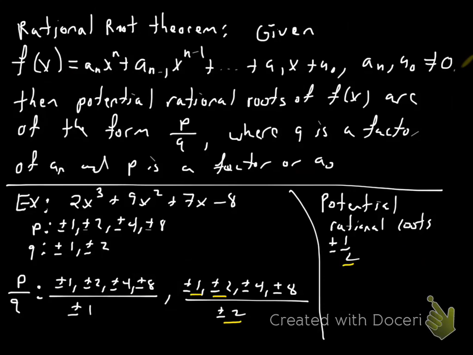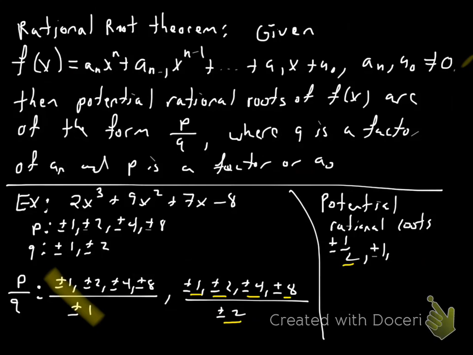So I mentioned all the ones for the first batch. Now the second batch, I have 1 over 2, that would be 1/2. 2 over 2, which is 1. 4 over 2, which is 2. 8 over 2, which is 4. So we only need to list them once. So we have 1/2. And then we have 1. So we get 1 two ways.